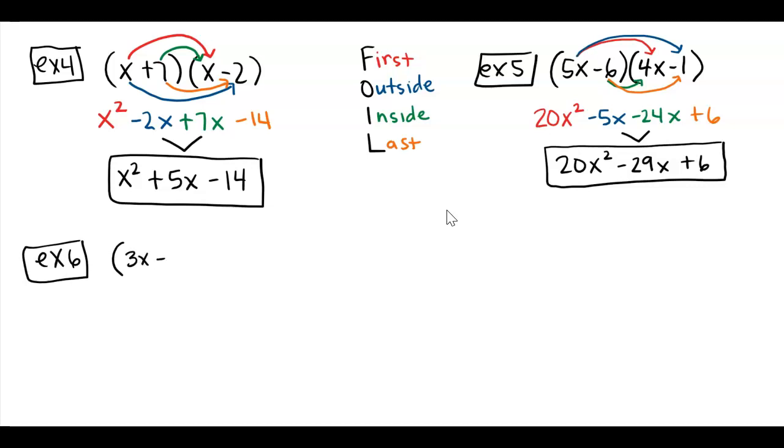3x minus 7y all squared? Well, remember that this squared is saying take what's in parentheses and multiply it by itself. So you really need to write it out again. So we're doing 3x minus 7y, and then parentheses 3x minus 7y, on both of those. So write those out. And then I want you to do the FOIL again on this. Do the first, outside, inside, and last.